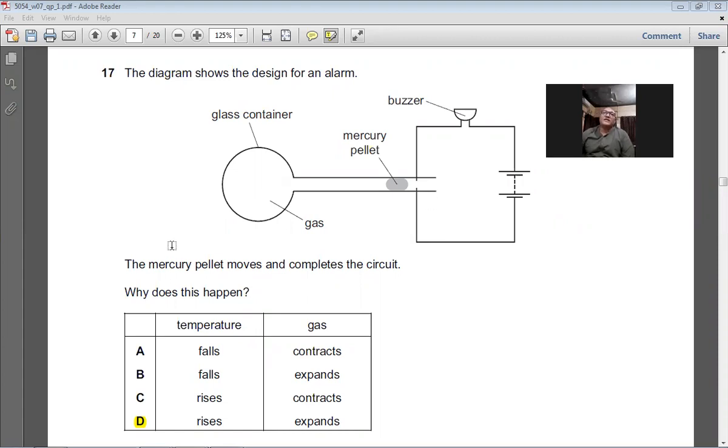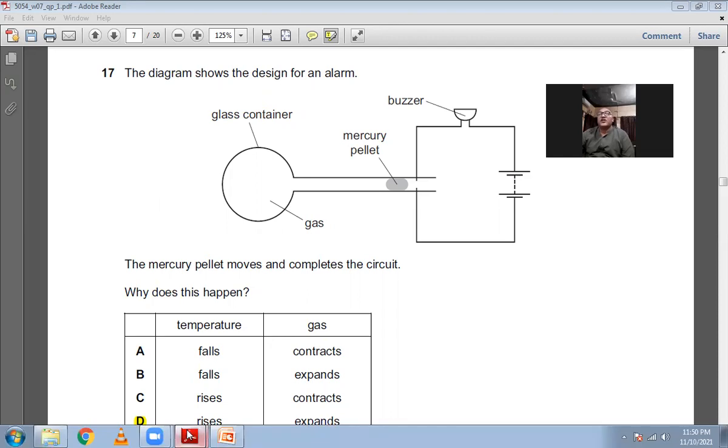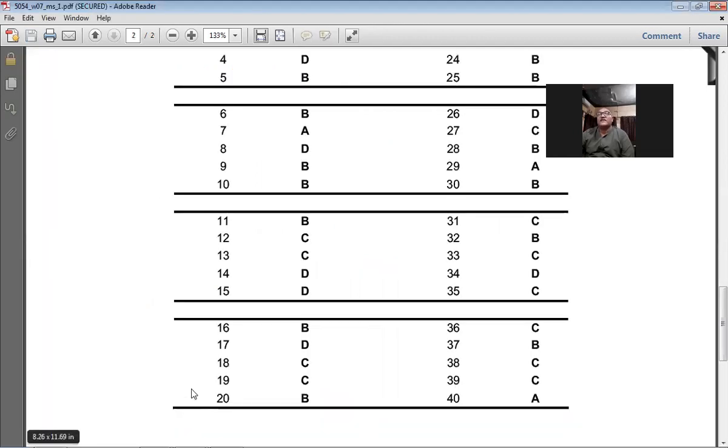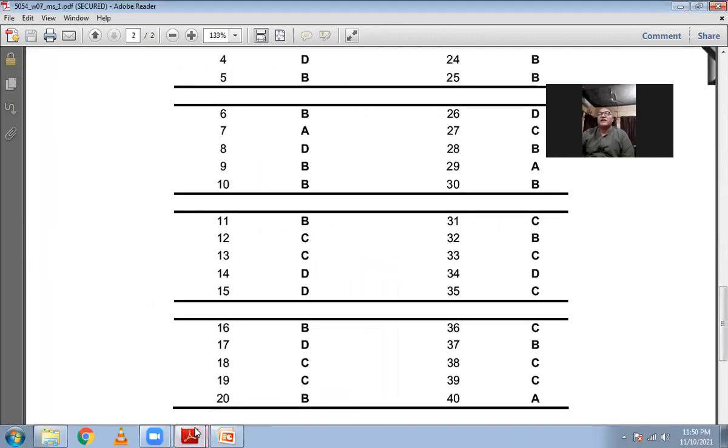You see, when the temperature rises, the gas here will expand. So this will push this mercury pellet into this gap. When the mercury pellet is in this gap, the path of the current will be completed and the buzzer will ring. So why does this happen? Because the temperature rises and the gas expands. D choice, question number 17. D is the right answer, sir.